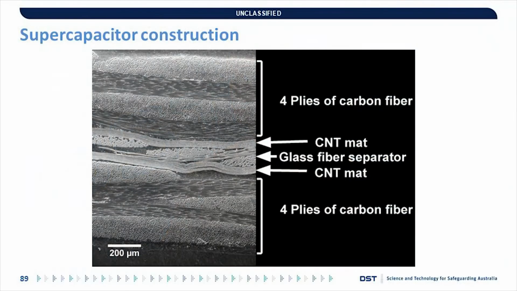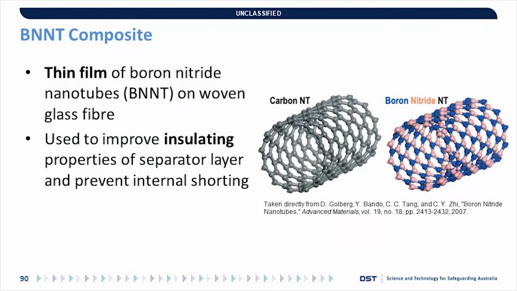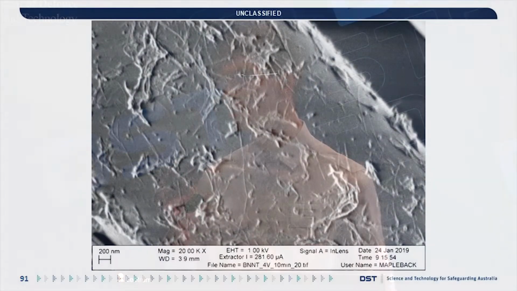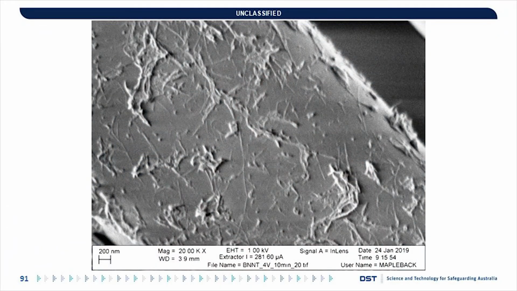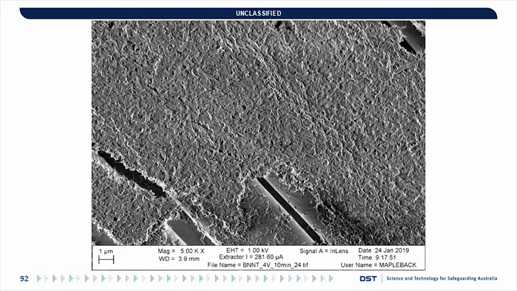Arrays of supercapacitors are to be integrated into key areas of the vehicle under the lowest average load. These devices are constructed from load-bearing materials such as carbon fiber and carbon nanotubes, and they are separated by a piece of woven glass fiber. We have been improving the separator layer by depositing a thin film of boron nitride nanotubes onto its surface. This is to improve its insulating properties and prevent internal shorting. Here we can see individual boron nitride nanotubes on a tow of glass fiber and the films that we've been able to create.